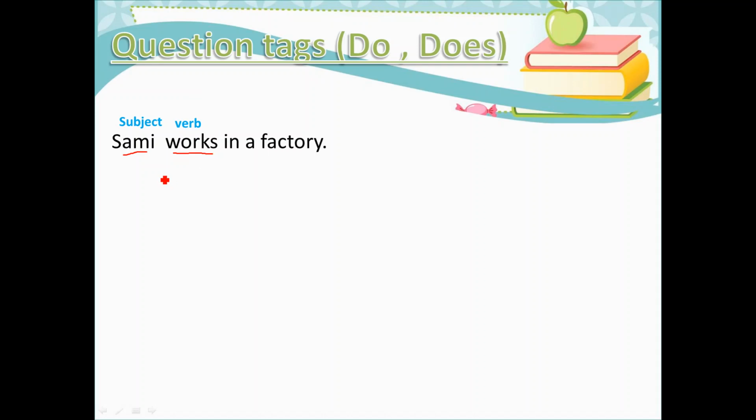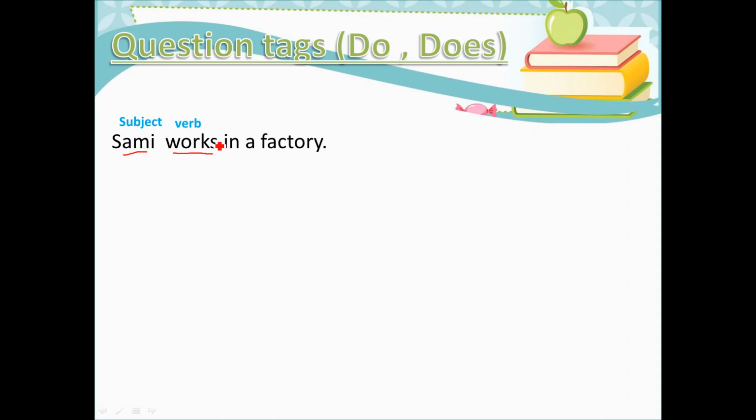كما نلاحظ في هذه الجملة لا يوجد أي فعل مساعد. Do أو does, did, is, are, am. كل هذه الأفعال غير موجودة هنا. Now what should we do? ماذا نفعل؟ We have to look at the tense of the verb. لازم ألاحظ زمن الفعل. Now in this sentence obviously this is a present simple.